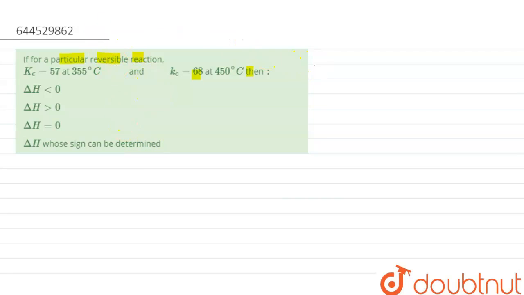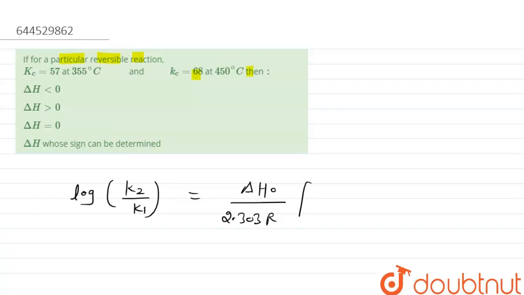We know that the relation between equilibrium constant, enthalpy and temperature is log K2 by K1 equals delta H naught divided by 2.303 R, times T2 minus T1 divided by T1 T2. This is the very important relation between equilibrium constant and temperature. So now we can easily predict the value of delta H here.